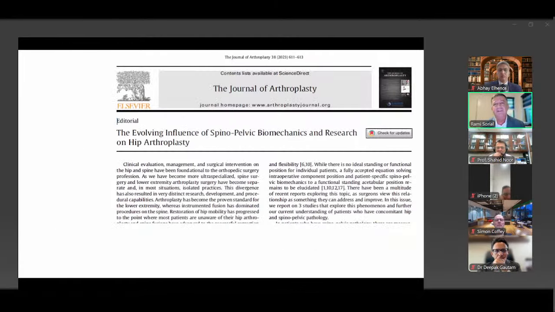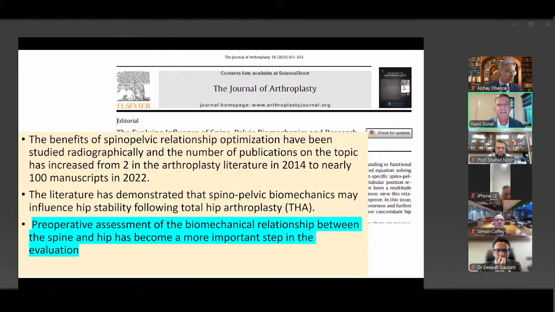And a lot of publications now have evolved over the last decade. This editorial 2 years ago, Journal of Arthroplasty, essentially the benefits of spinopelvic relationship optimization has been studied radiographically, and publications have increased from 2 in the literature in 2014 to over 100 in 2022 and continue to increase. Literature is demonstrating that spinopelvic biomechanics may influence hip stability following hip replacements, and that preoperative assessment of biomechanical relationship between spine and hip has now become a very important step in the evaluation.